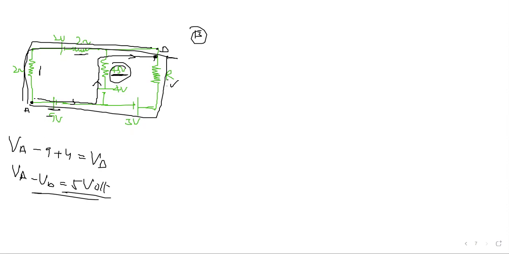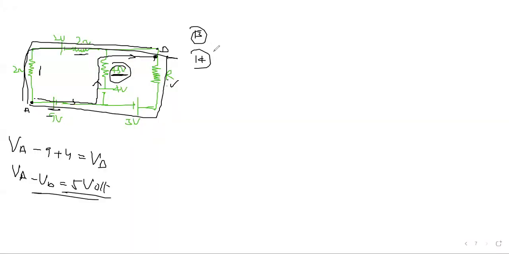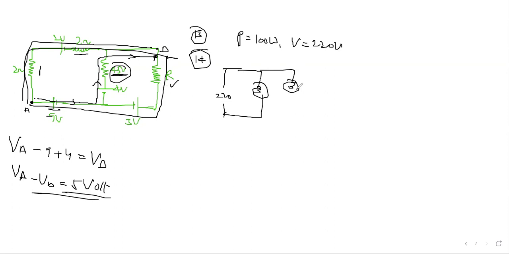So we're moving to question number 14, which is interesting. Four bulbs are given of same power rating and same voltage. Four bulbs are given, each of power 100 watt and voltage rating 220 volt. How they are connected is like this. So all are connected in parallel to a 220 volt supply. So here is a supply, 220 volt. And these four bulbs are connected in parallel. So like these four bulbs are connected in parallel.